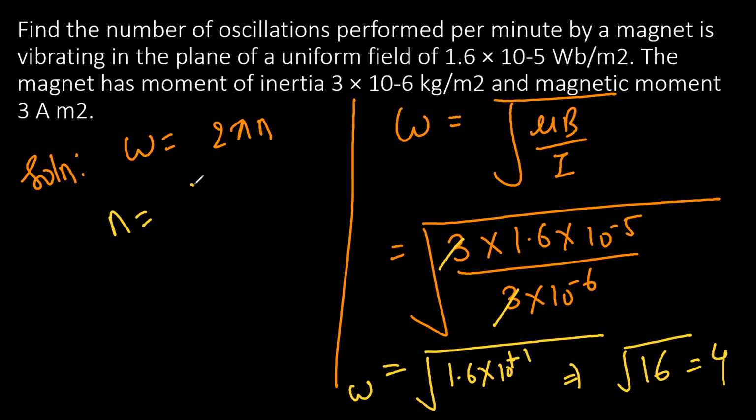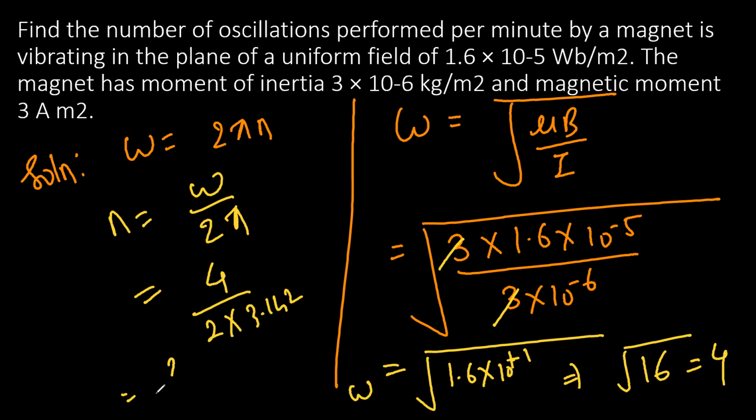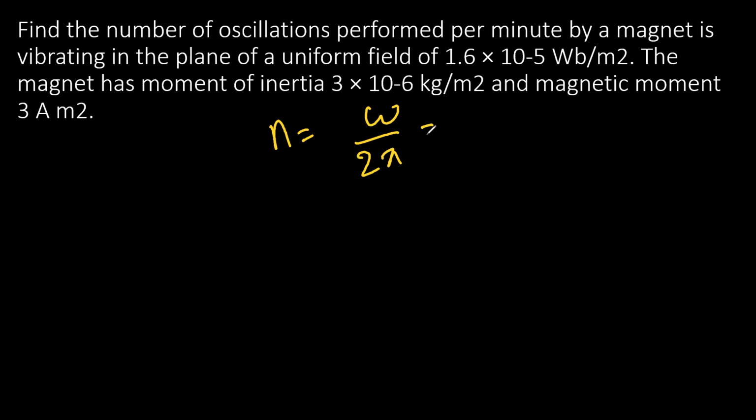So if omega is 4, and it's omega upon 2 pi. So what is your n? It's 4 divided by 2 pi, and pi is 3.14. This is n. If you divide it correctly, n is omega upon 2 pi. So this is 4 divided by 2 pi. Okay, so that is done.